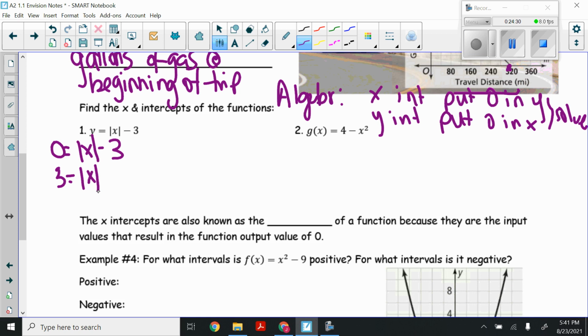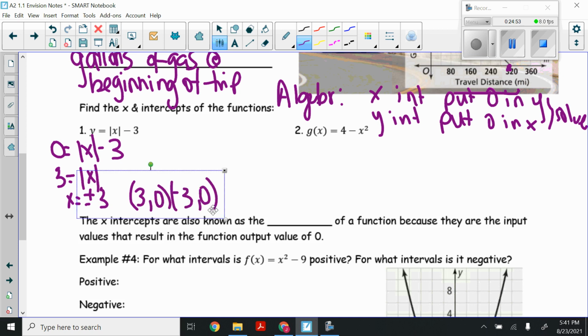So now what did we say? Absolute value means I can put anything in, and I just know that it's always going to come out positive. So I can say the absolute value of x, when will it equal 3? X was either positive or negative 3. So my x-intercepts, I have (3, 0) and (-3, 0).